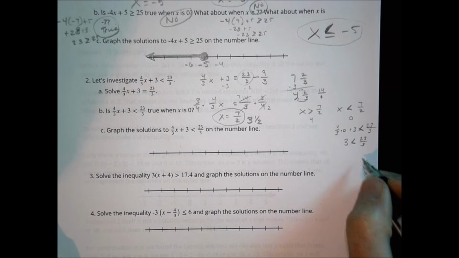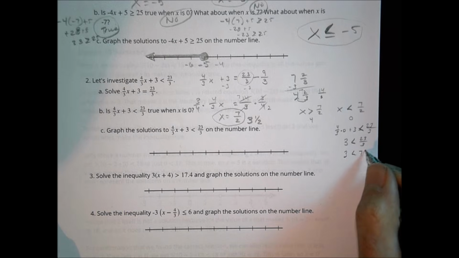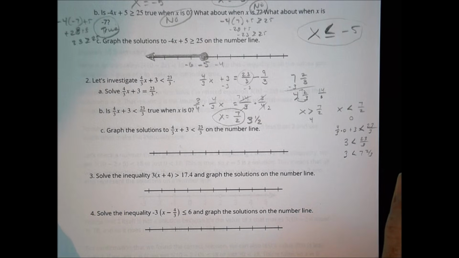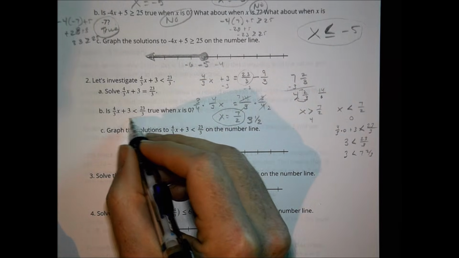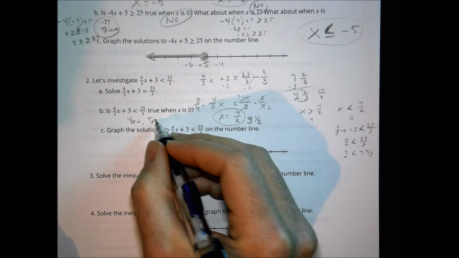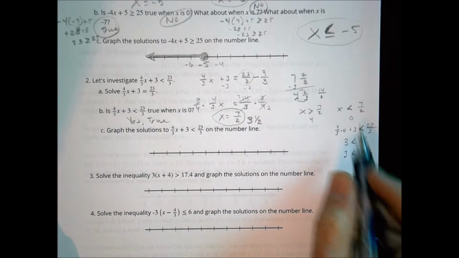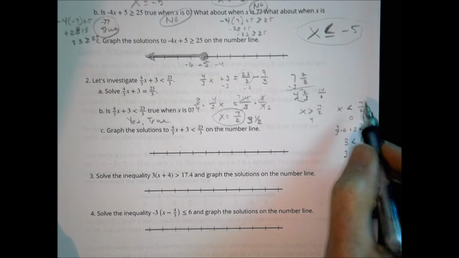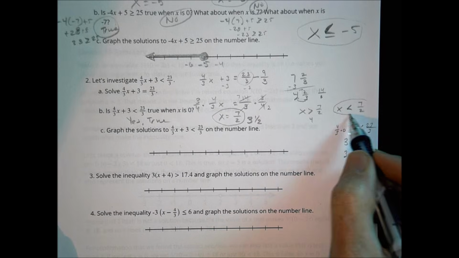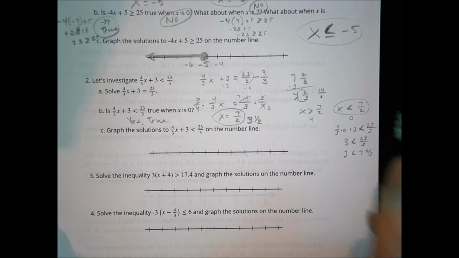23/3 is the same, we said, as 7 2/3, so is 3 less than 7 2/3? Yes, it is. That is going to be true. So in this case, yes, it's true, because when you put 0 in there, it does work. So this tells us the direction of our inequality as well. And there we go. So now let's graph this out.